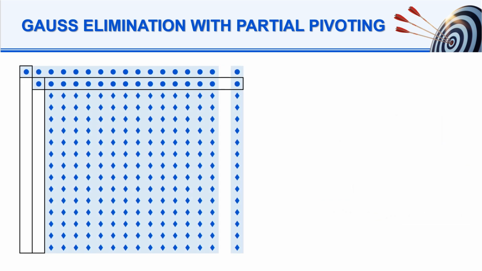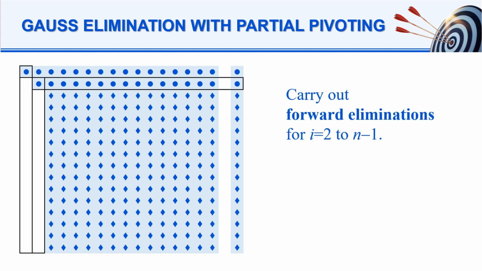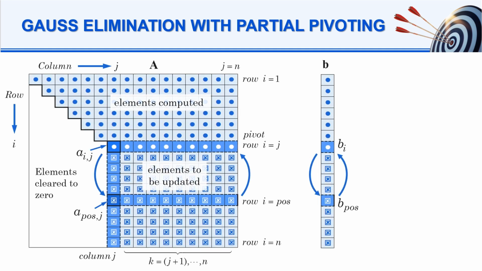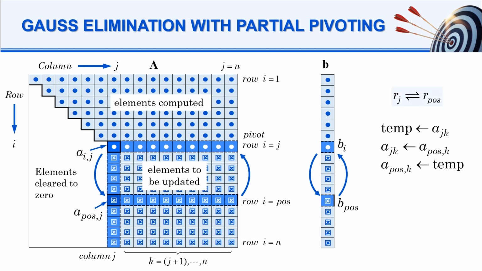We continue this process for all columns from row 2 to row n-1. The procedure of checking whether AJJ is the largest in absolute value is carried out for every column. If the current pivot is not the largest in magnitude, it is swapped with the row having the largest absolute value. This process ensures the pivot is not zero and minimizes numerical instabilities.